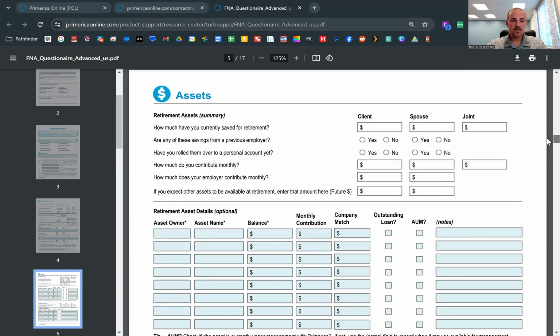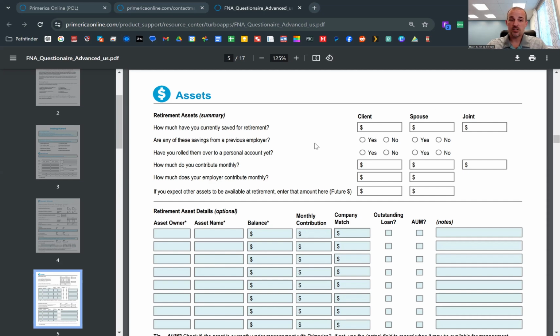Now, moving on to assets, make sure you get this information. How much do you currently have saved for retirement? Some people are going to know right off the bat. They'll have their statements, they'll have it pulled up on their laptop or phone or whatever. Other people are literally going to say, I have no idea. So sometimes you have to help them dig for it. So how much do you have saved for retirement? Client, spouse, put them in there.